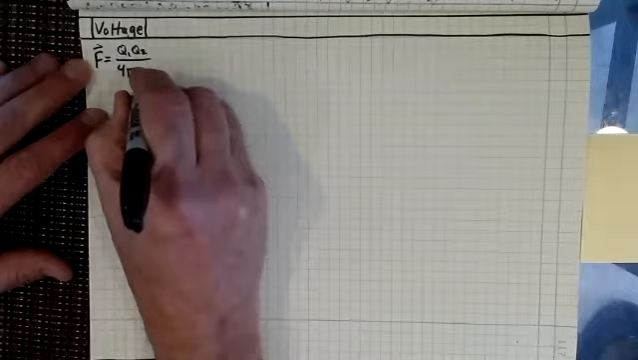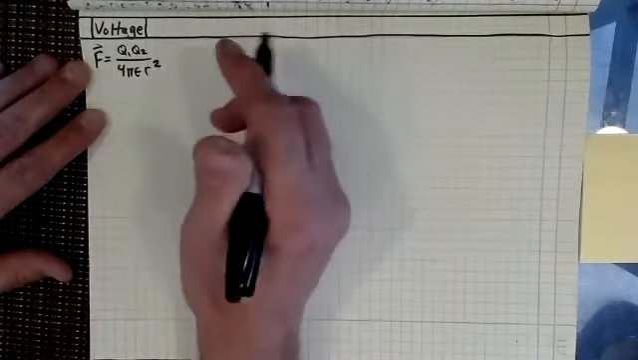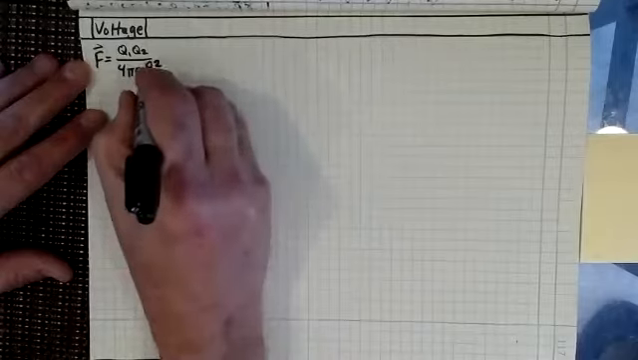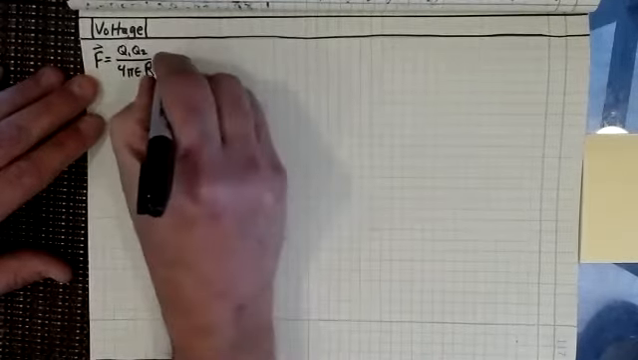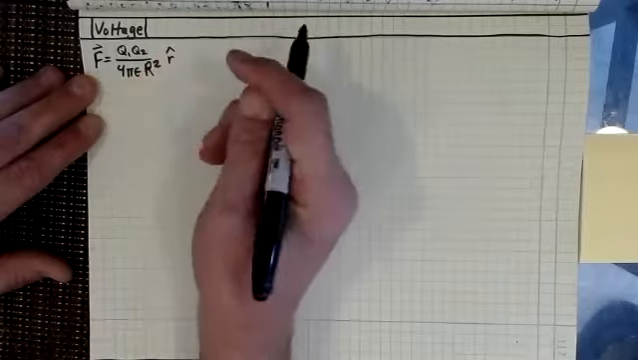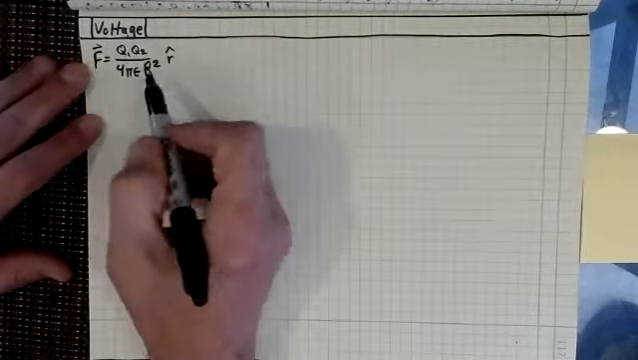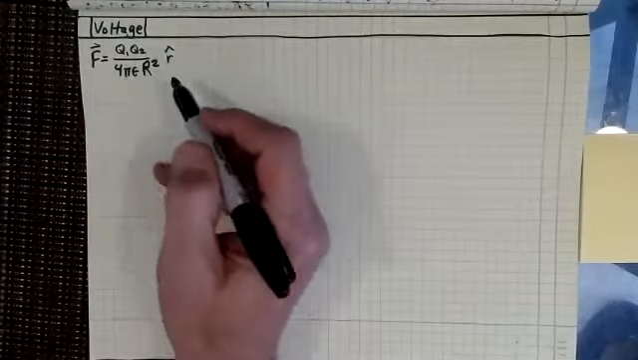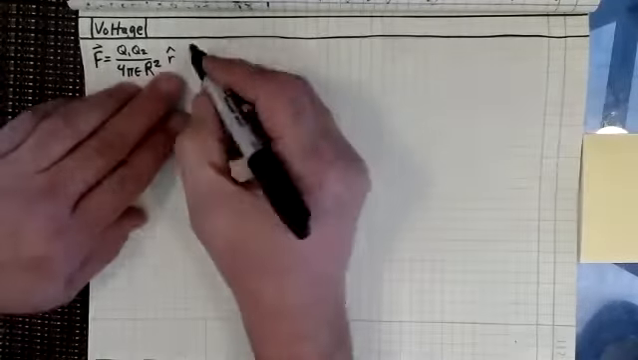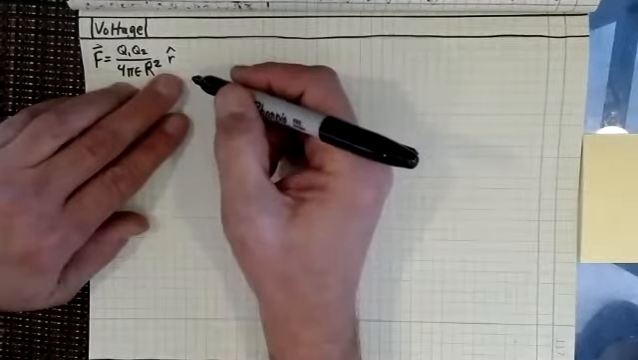r squared. I don't know if I've been using capital R. Anyway, I'll just use smaller r squared. And of course, that is in the r hat direction because it's radial out from the point charges, right? And then I said, hey, let's not worry about that because that's a vector field, of course. It's a force field, so force has magnitude and direction, you know.